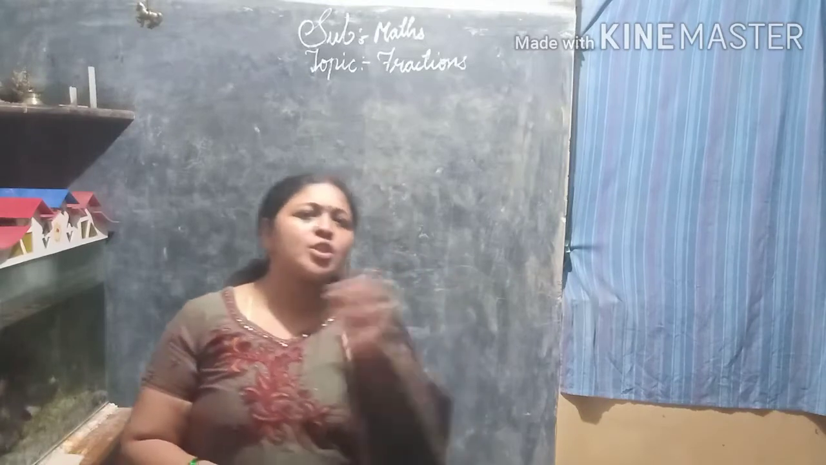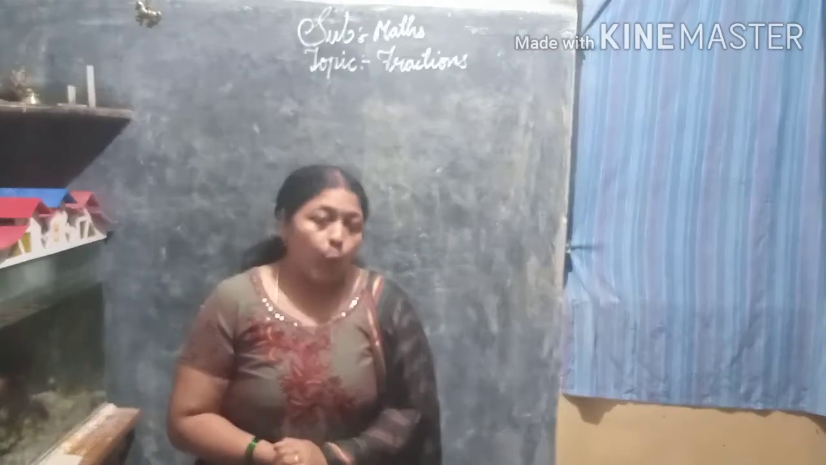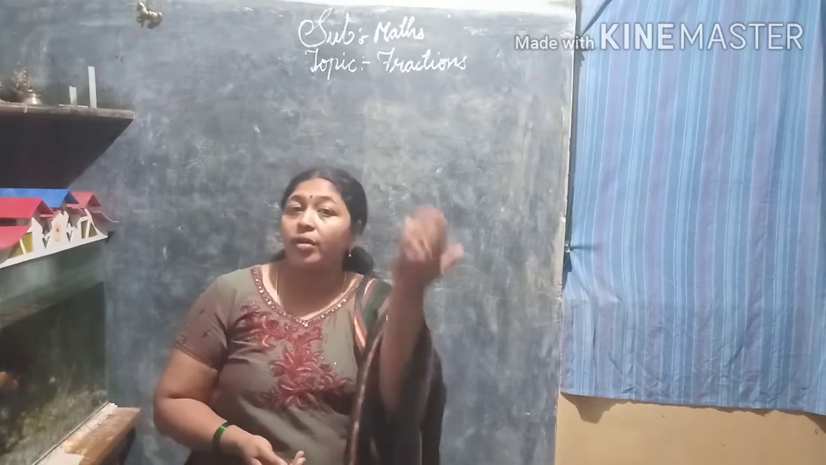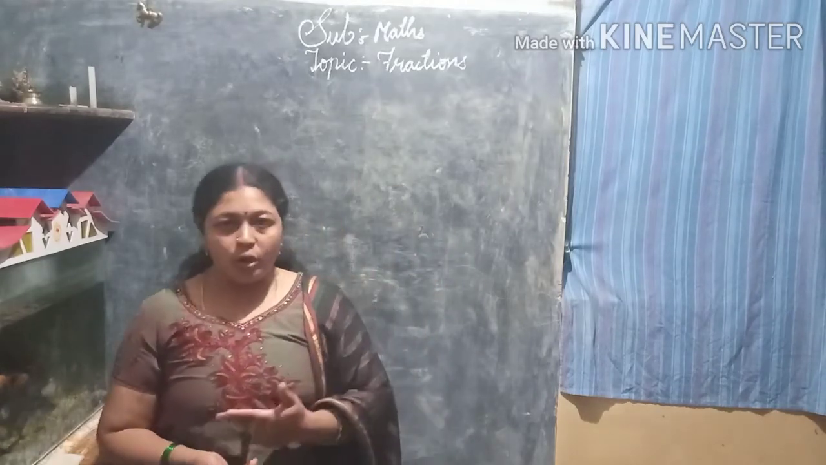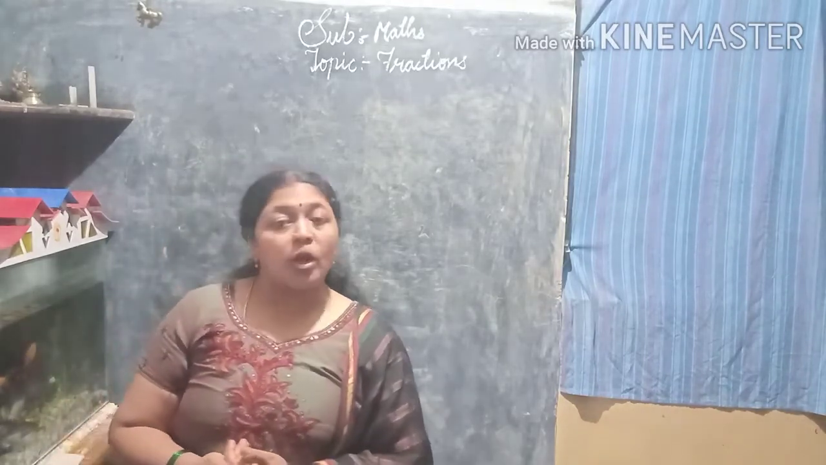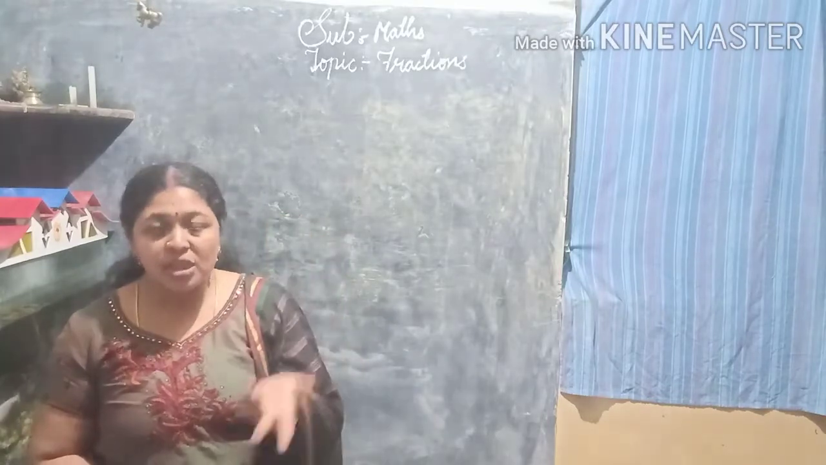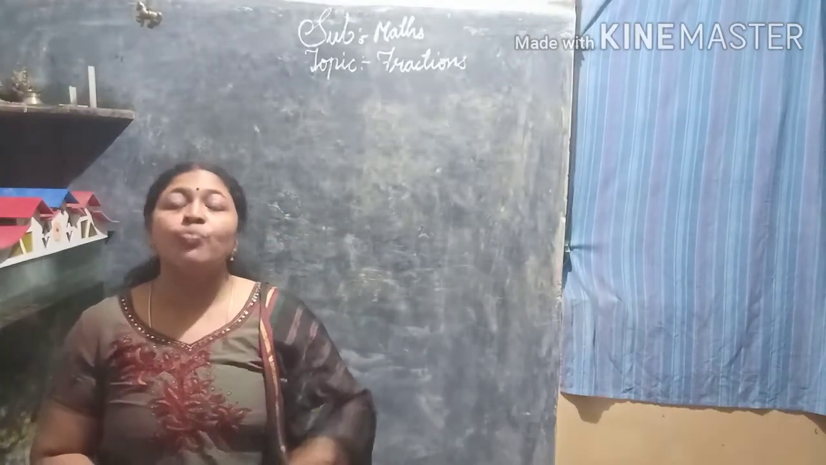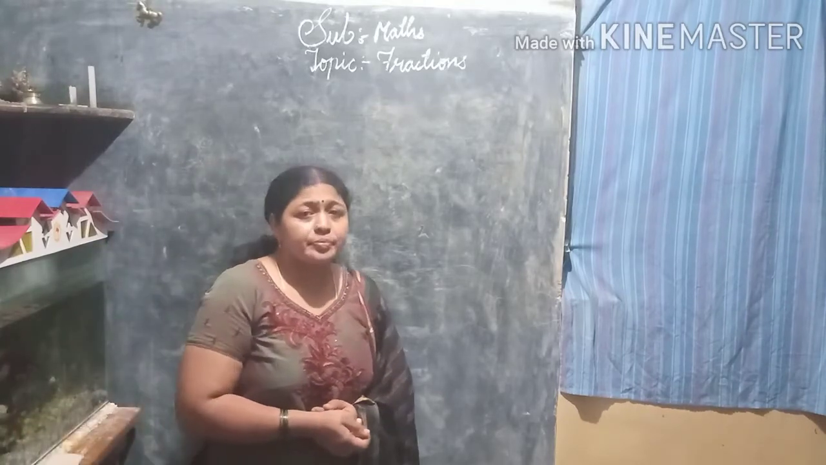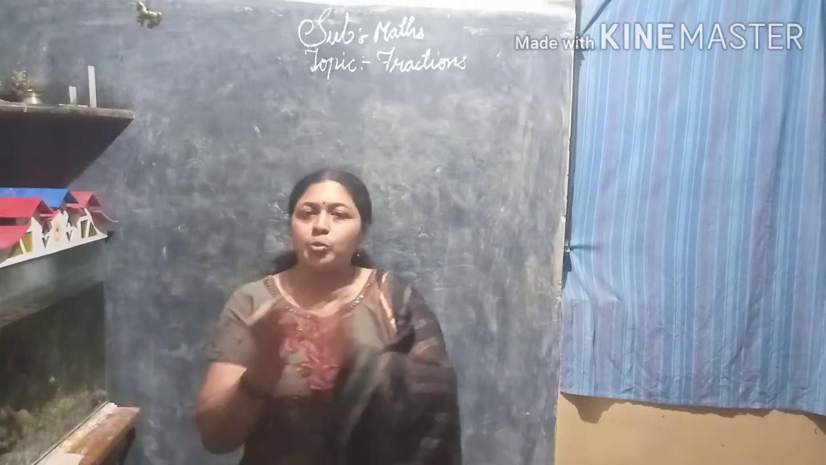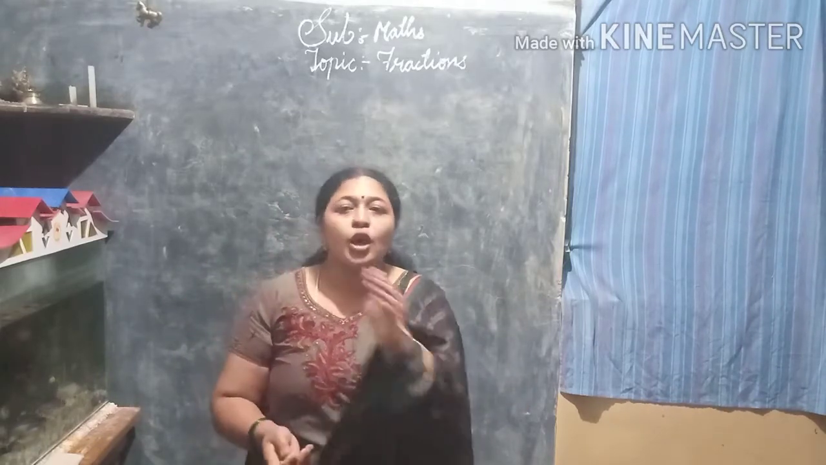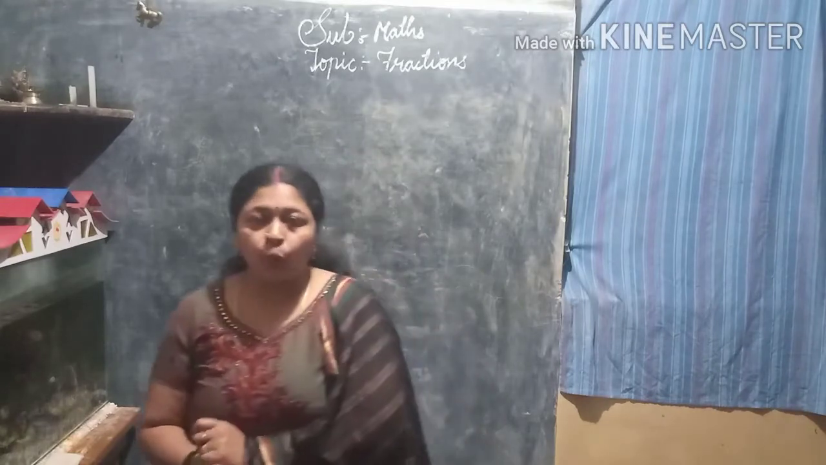Fractions. In the first two sessions, we learned what a fraction is, how to identify a fraction as numerator and denominator, and also the three different types of fractions. They are proper fraction, improper fraction, and mixed fraction. We also learned how to convert an improper fraction into a mixed fraction and a mixed fraction into an improper fraction. So all these things we have learned in the first two sessions.